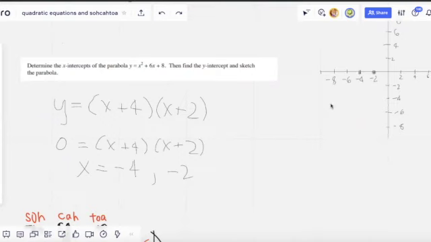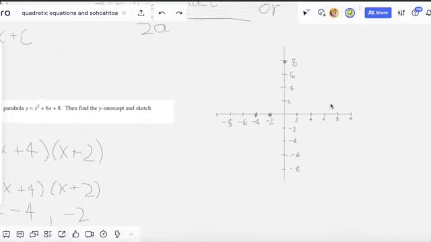Now for the y-intercept, we use a similar process, except the y-intercept is where x equals 0, not y. So if we plug in x equals 0, we just get a simple answer, which is y equals 8. So we know that there must be a y-intercept at 8. And now we can graph this parabola pretty easily. It's going to look something like this.